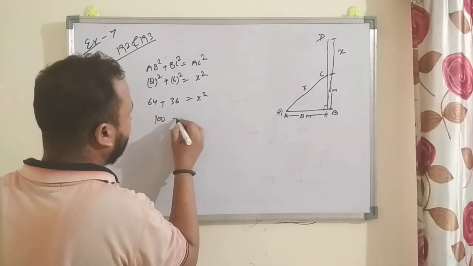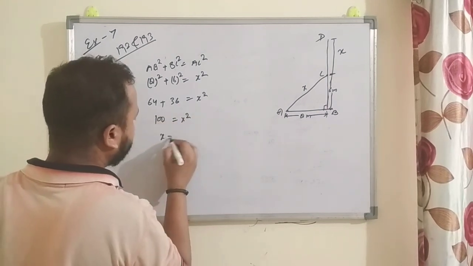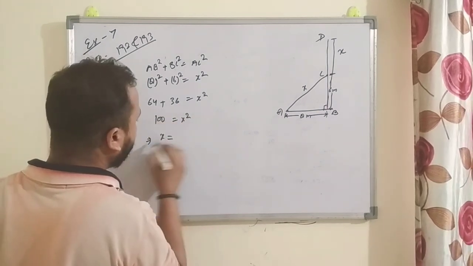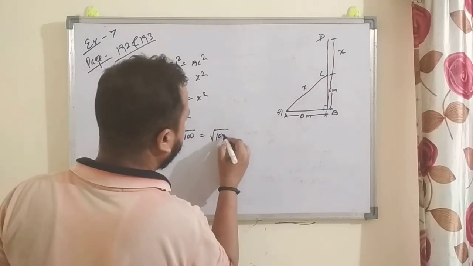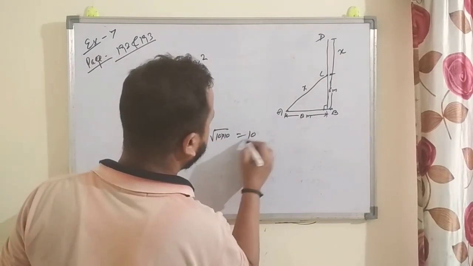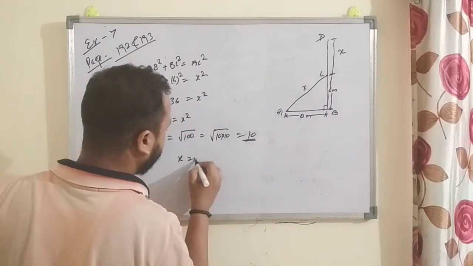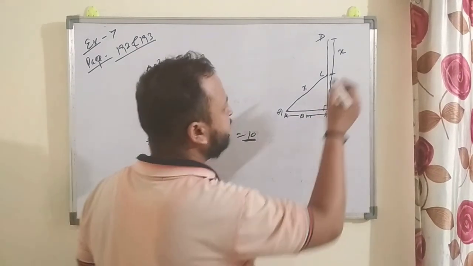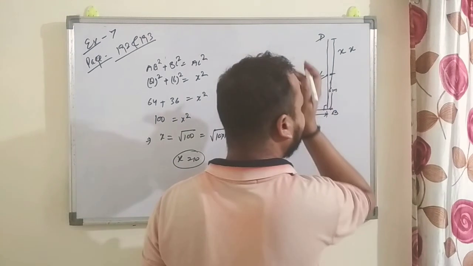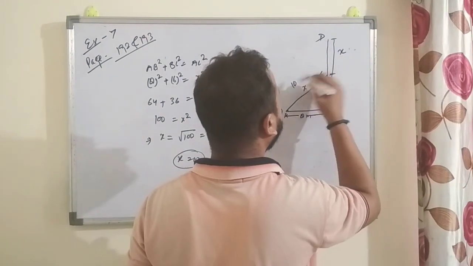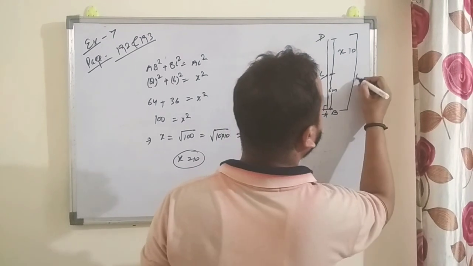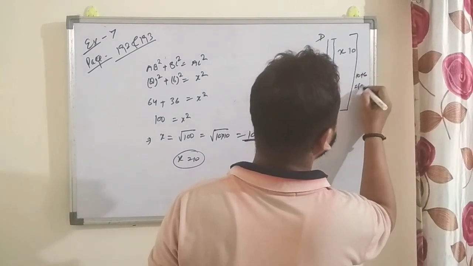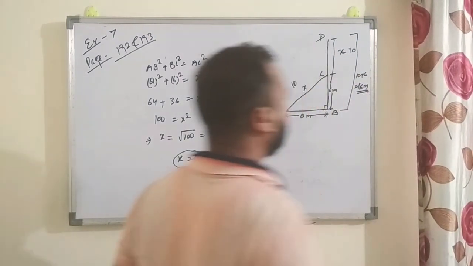So 100 is equal to x square. So x is equal to the square root of 100. It means 10 into 10, so x is equal to 10. So this length is 10, so this length is also 10. The total height of the tree is 10 plus 6, that is 16 meters.